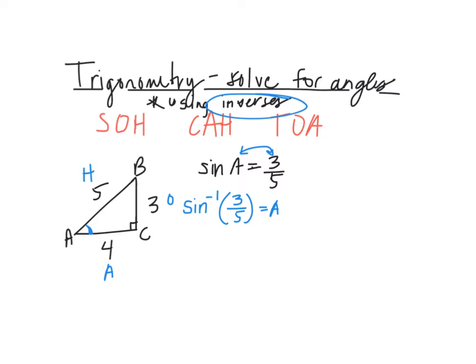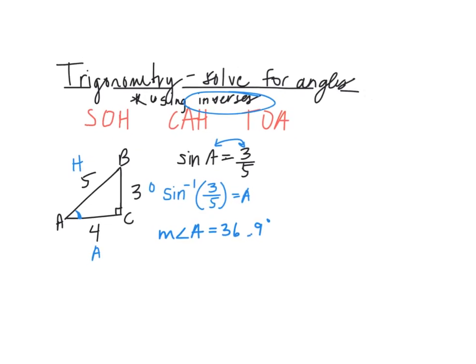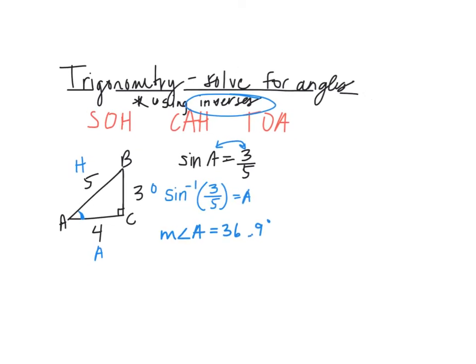If you're using a phone calculator, you'll probably have to do 3/5 first, which gets you 0.6, and then use sine -1. You should get that the measure of angle A is 36.9 degrees. Since we have all three sides marked here, we could also use cosine or tangent. It doesn't matter.